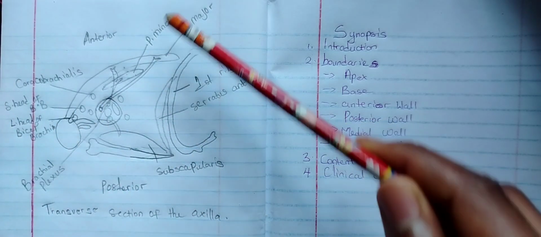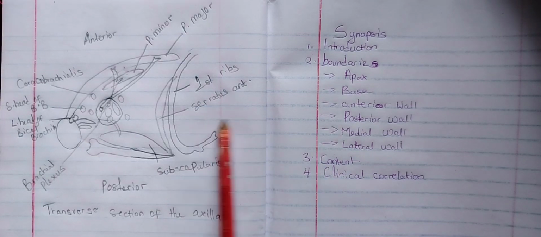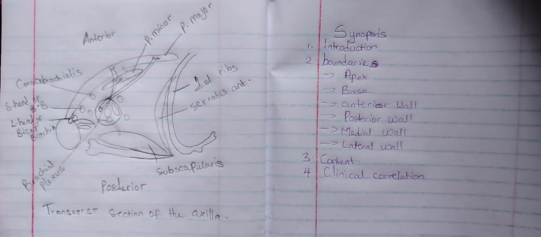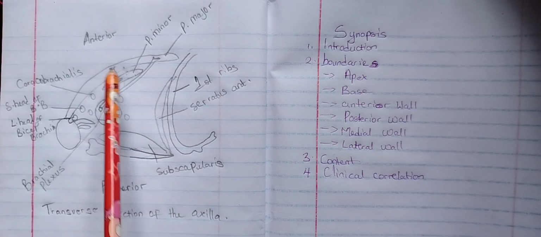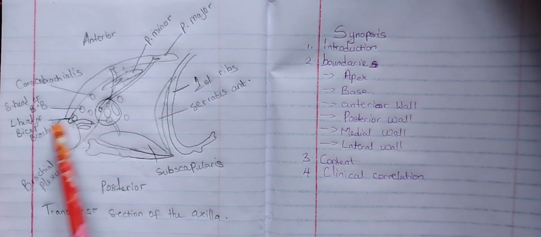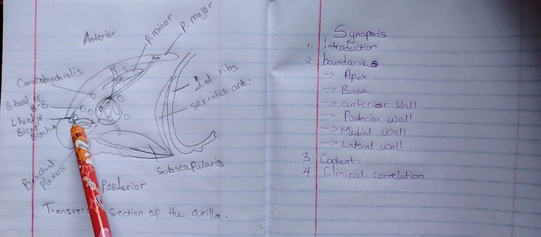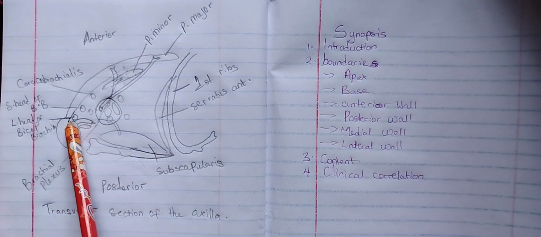This is the anterior view, this is the posterior view, this is the medial view, and this is the lateral view. We can see the pectoralis major muscle and the pectoralis minor muscle forming the anterior wall. This is the intertubercular sulcus of the humerus forming the lateral border of the axilla.